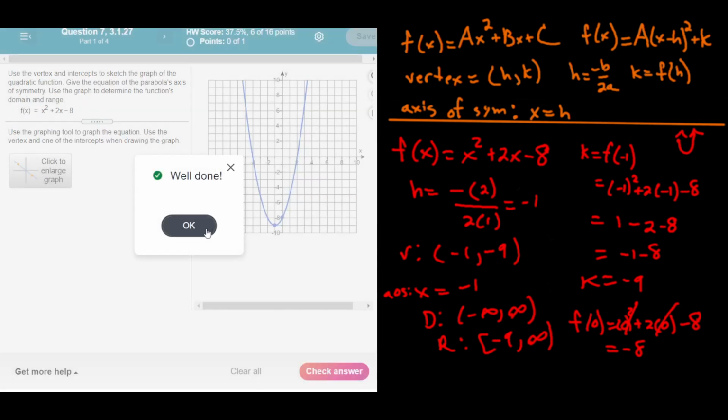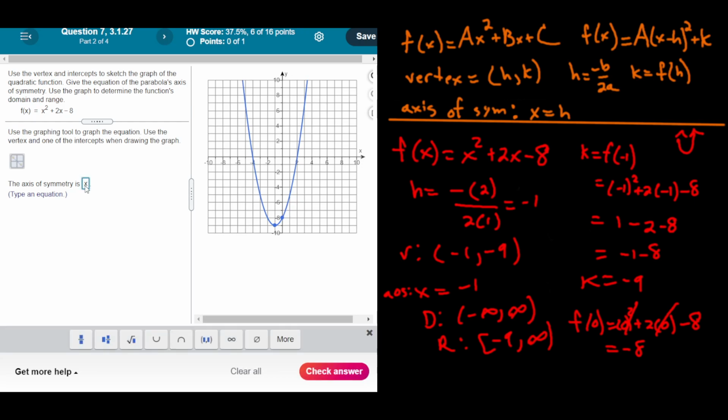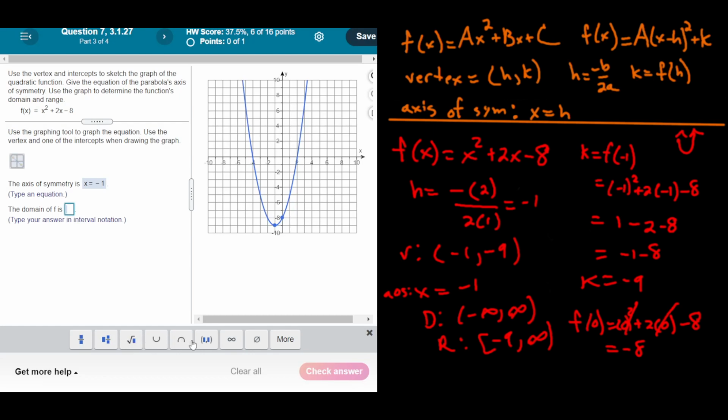All right, well done. Axis of symmetry is x is equal to negative 1. Fantastic. Domain, easy points.